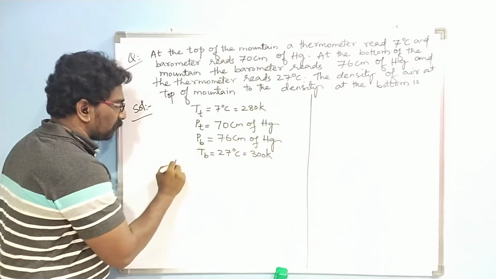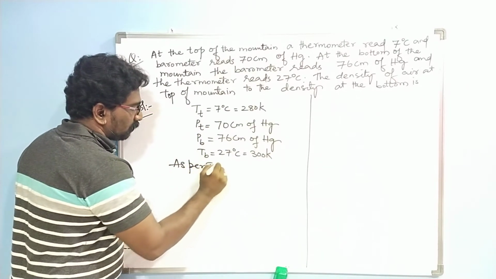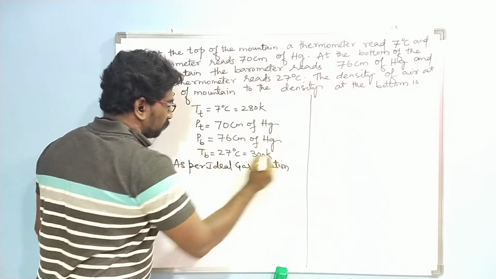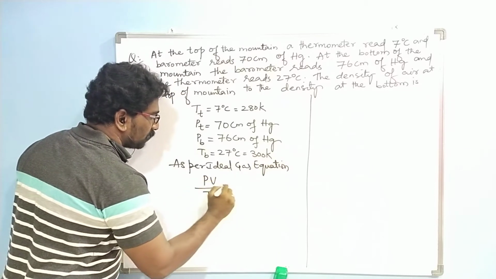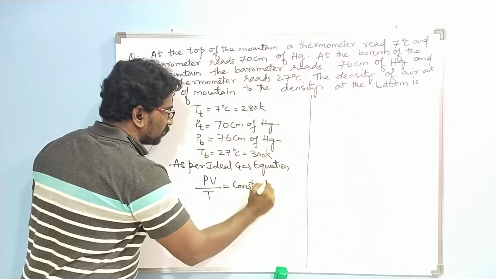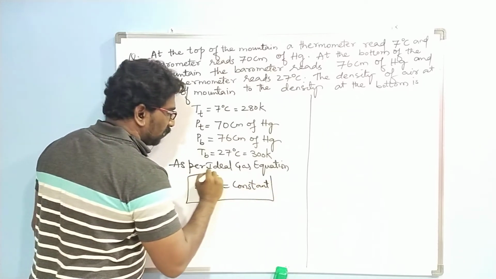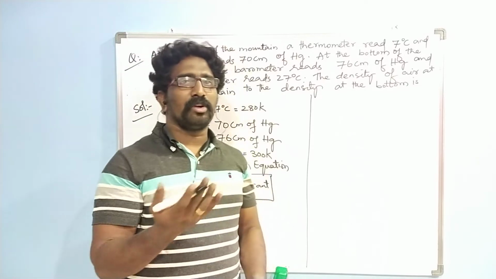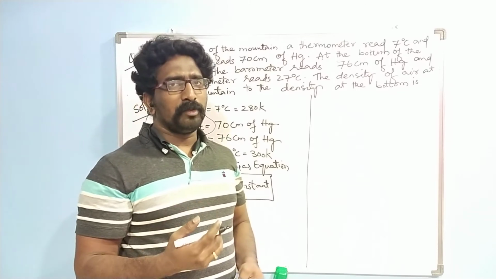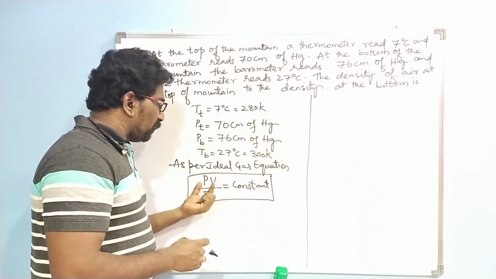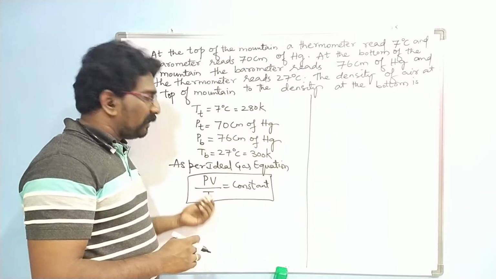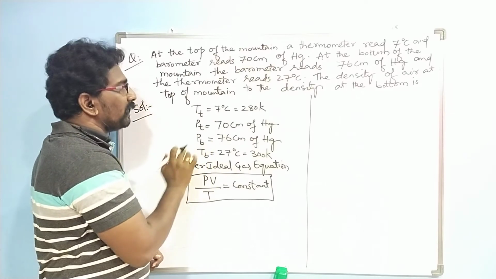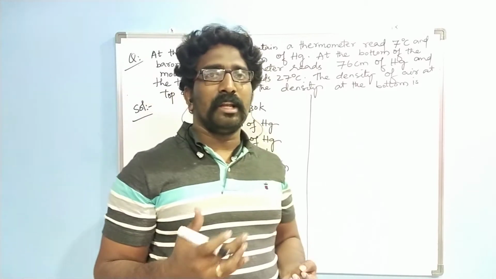As per the ideal gas equation, we know that PV over T is equal to constant. The formula for the ideal gas equation is PV equals nRT, but here n, the number of moles, and R, the universal gas constant, are not going to change with respect to the top and bottom of the mountain. So the variables will be only PV by T equal to constant. In our particular numerical, volume is not given anywhere, but we are supposed to find the density. Then how to find the density?